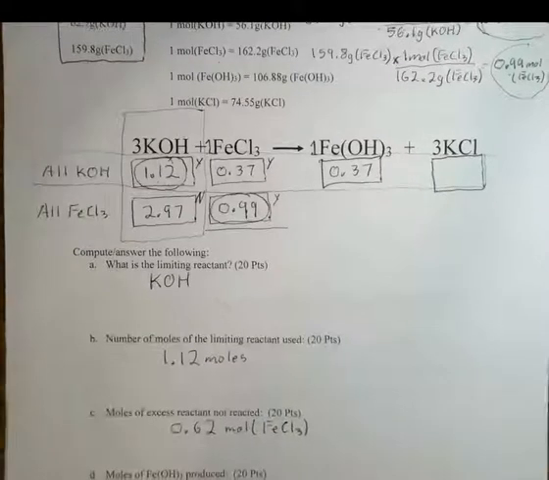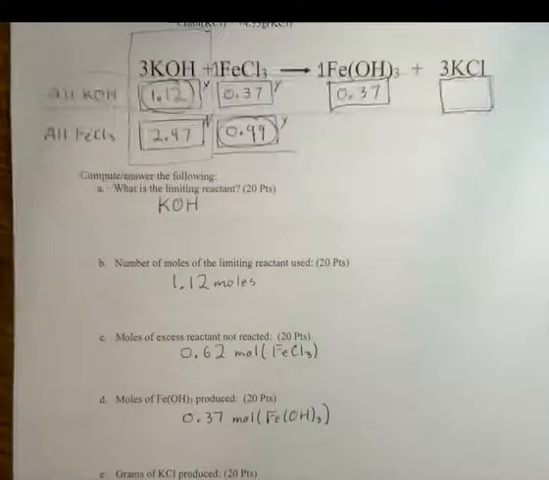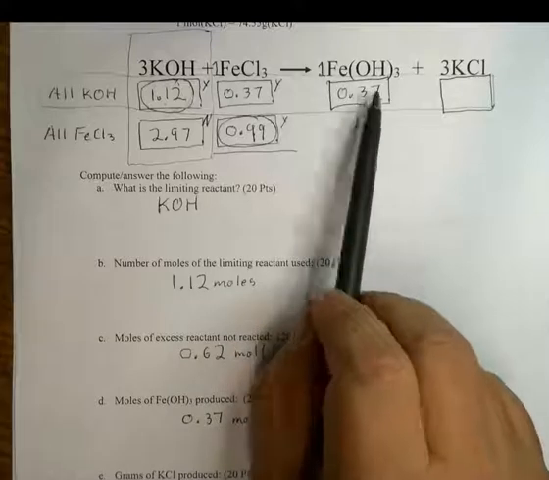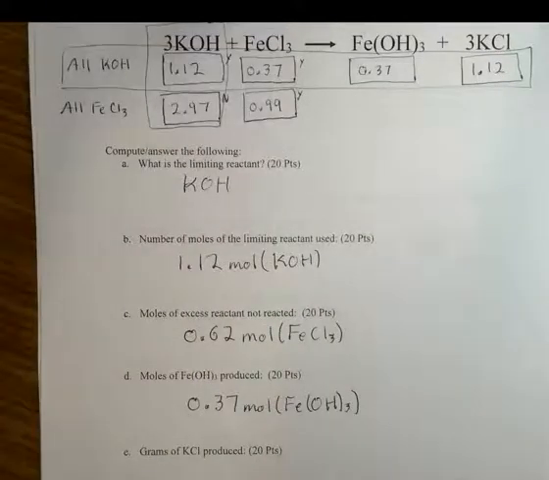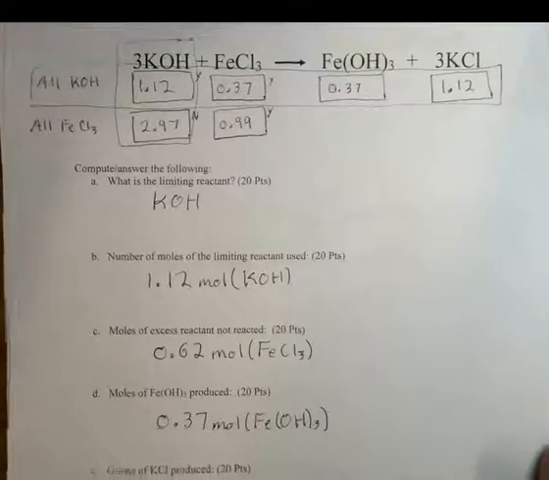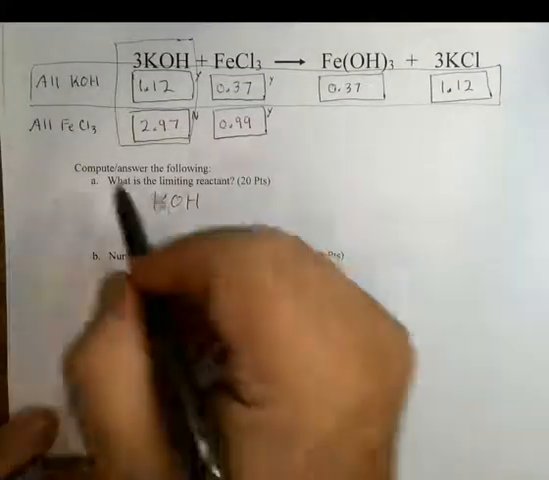And that's the answer to that. I'm off screen, so let me get down there. Okay, so it's 0.37. It's what we wrote right there. Okay, and finally, the last part is grams of KCl produced. So we're going to have to make a conversion from moles of KCl to grams.